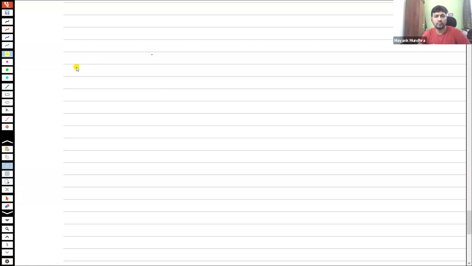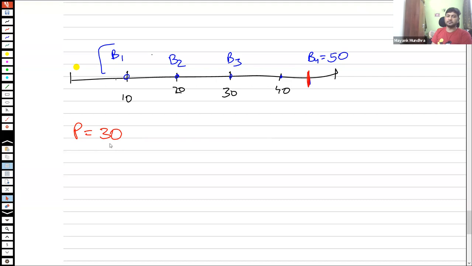So the price is 30. Now, if any of them go to a lower bid, nothing changes. Even if B4 goes to a lower bid, nothing changes. He'll keep winning it. If B4 goes to a very low bid, like this, he'll lose it. He was winning it, he'll lose it. So by going lower, nobody has an incentive to deviate.